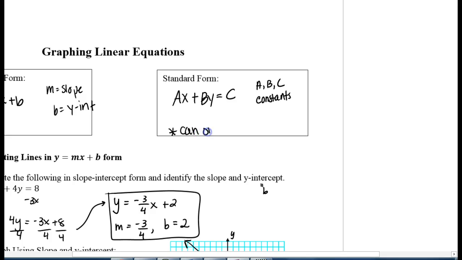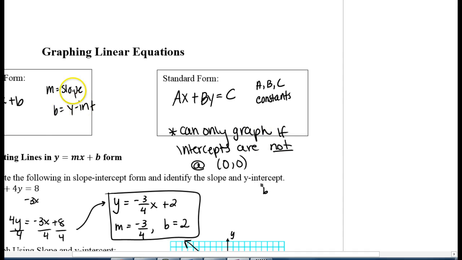So we can only graph if intercepts are not at 0, 0. Otherwise, we would go back to slope-intercept form. You could use slope-intercept form on every single graph, but sometimes it's easier when it's in standard form to use your x and y intercepts.